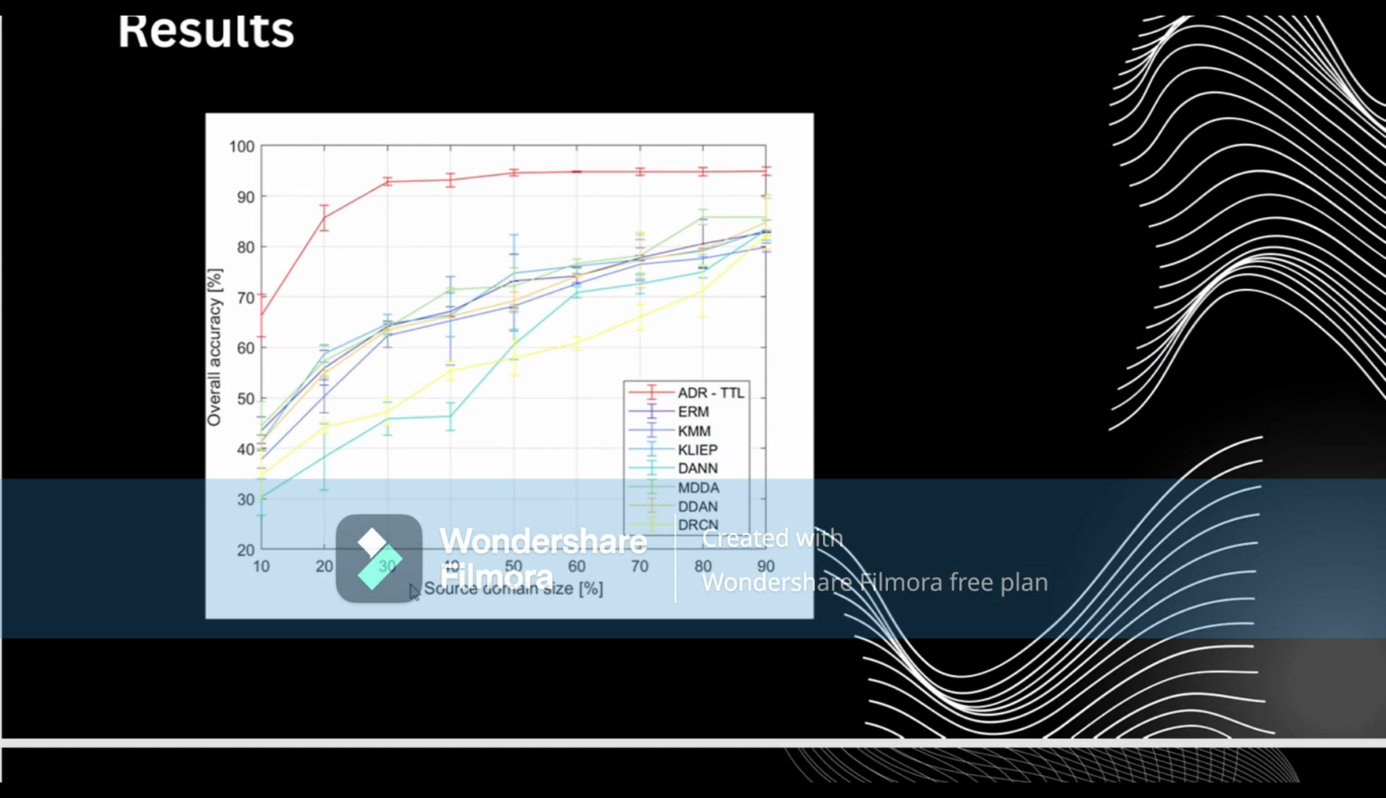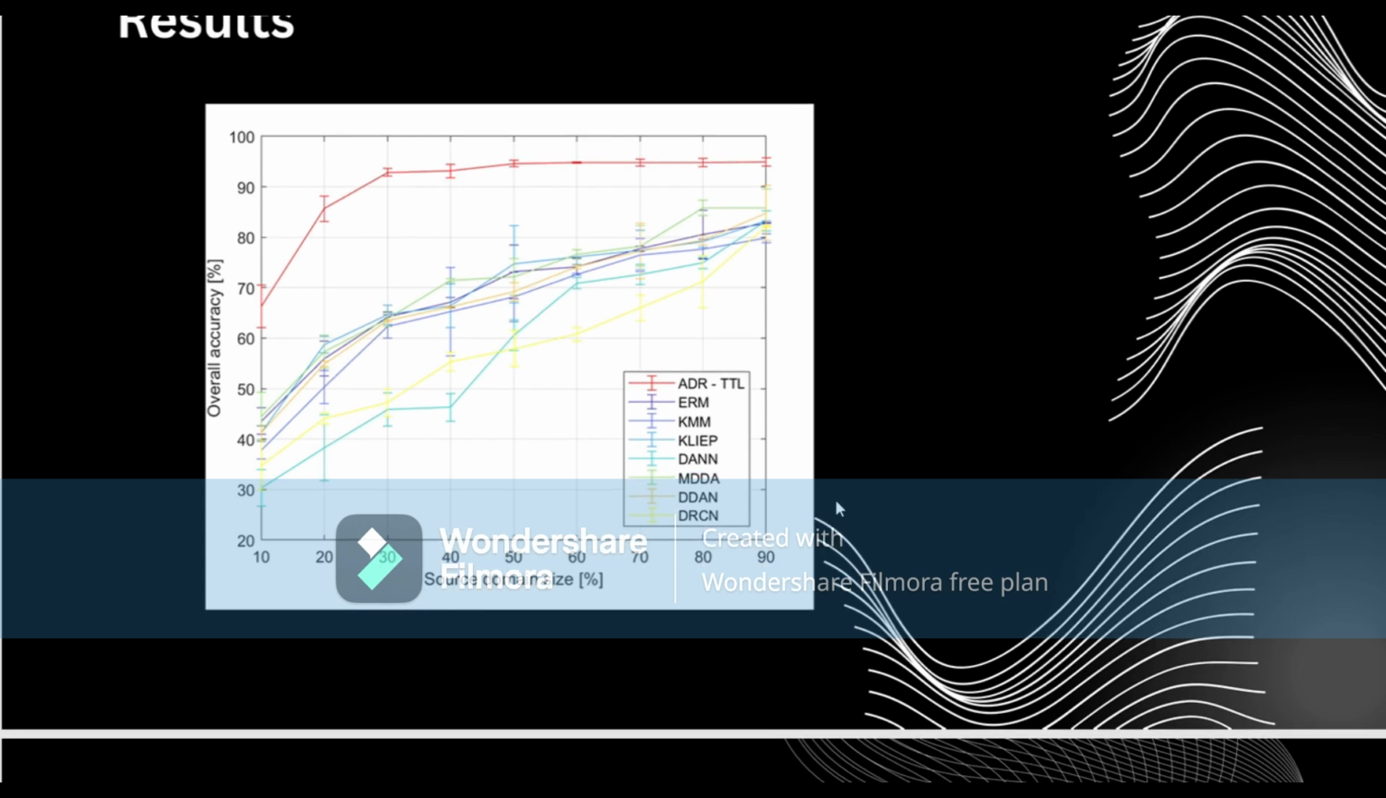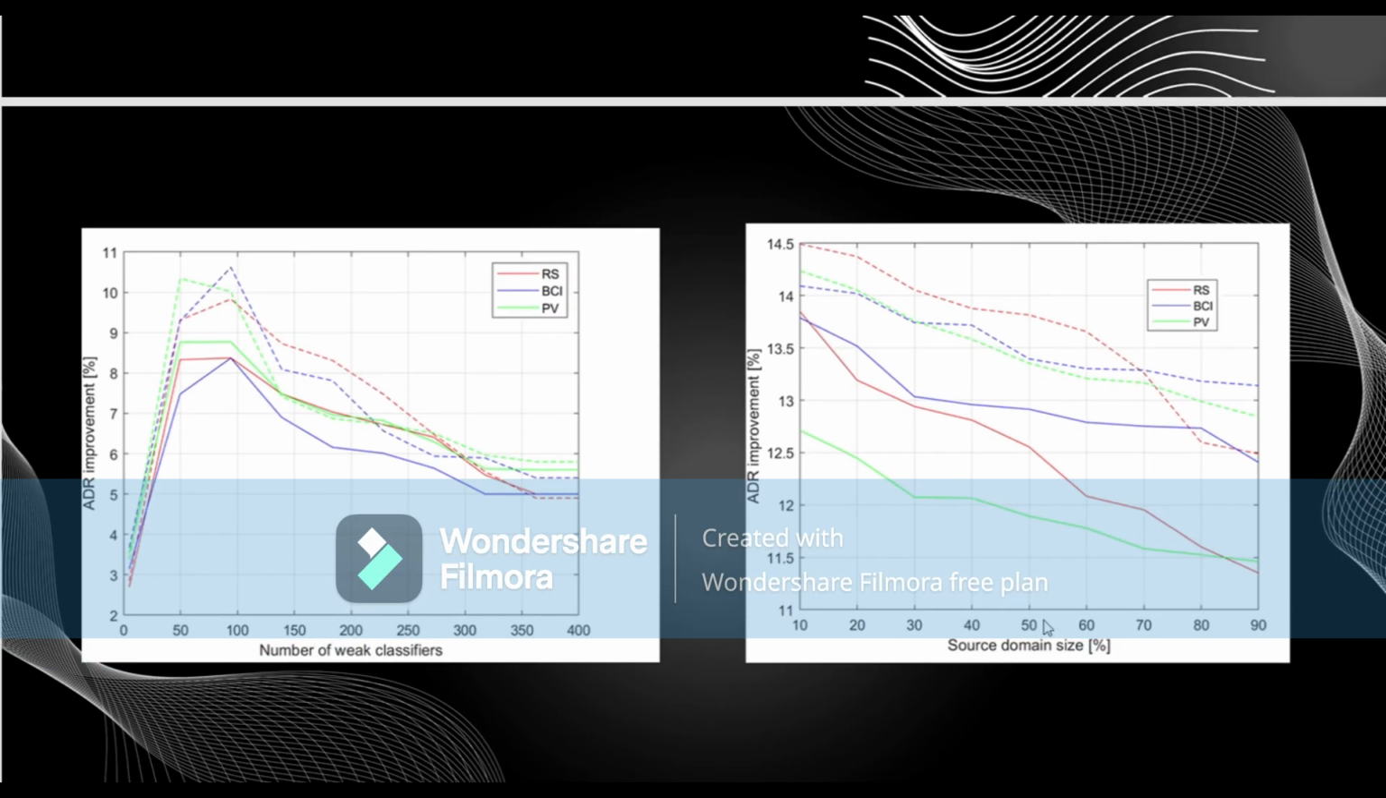Let's go to the results, which are the most important part of our presentation. We'll see the accuracy of ADR, adaptive dimensionality reduction, with respect to source domains. As source domain size increases, ADR accuracy increases, which indicates better performance as the source domain size is increased. Let's look at the ADR improvement percentage with respect to source domain size. Its improvement decreases as source domain size increases because more source data provides sufficient information for learning, reducing the benefit gained from adaptive dimensionality reduction.